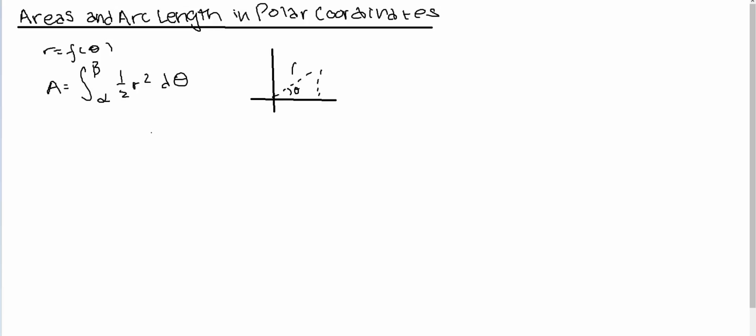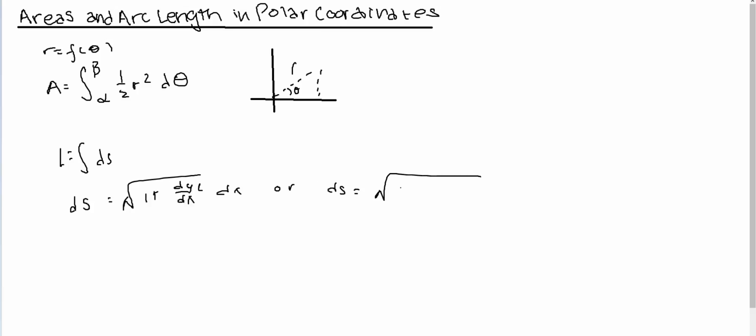Now we can find arc length in polar coordinates. We know that in prior courses L equals the integral of ds, and that is how we found arc length in Calculus 2. However, ds was equal to either the square root of 1 plus dy dx squared dx, or ds was equal to the square root of 1 plus dx dy squared dy.